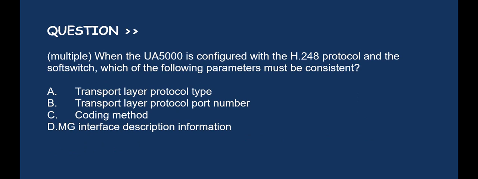Next one, when the UA5000 is configured with the H.248 protocol and the soft switch, which of the following parameters must be consistent? Option A, transport layer protocol type. Option B, transport layer protocol port number. Option C, coding method. Option D, MG interface description information. The correct answers are option A, B and C.